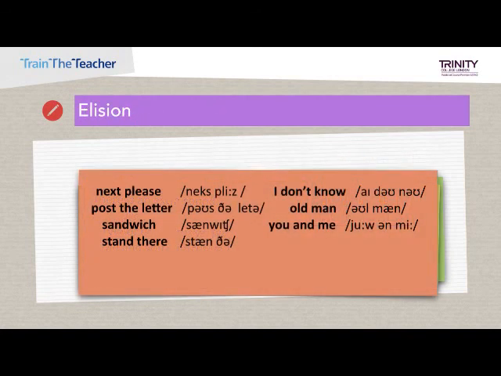Now look at this slide on elision and at the examples of phrases written orthographically on the left and in IPA on the right. Can you identify the features of connected speech which occur in these phrases? Pause the video and discuss this with your partner or group now.